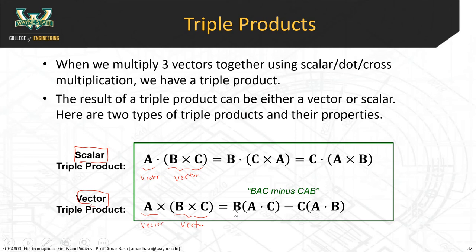So B, a vector, is multiplied by a scalar here. Remember the dot product here is a scalar. So this is going to be a scalar. This is going to be a scalar. And this is also a scalar. So you have scalar multiplied by scalar. It's just an easier way to calculate this vector triple product here.